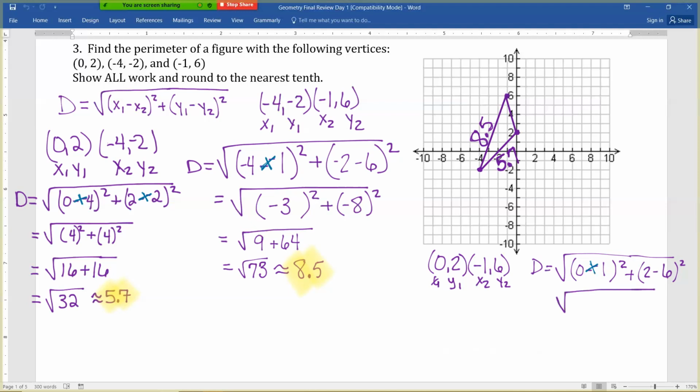For our next line, we're going to simplify inside our parentheses. So 0 plus 1 is 1. 2 minus 6 is negative 4. Once I've simplified inside my parentheses, I'm going to square. 1 squared means 1 times 1, which is 1. Negative 4 squared means negative 4 times negative 4, which is positive 16. Combine: 16 plus 1 is 17, and the square root of 17 is approximately 4.1.